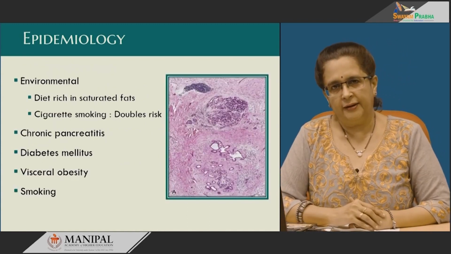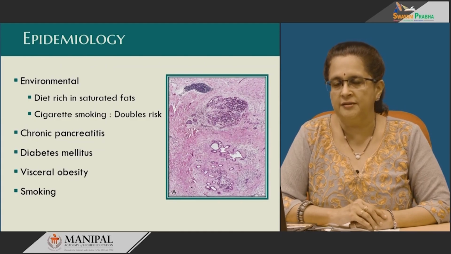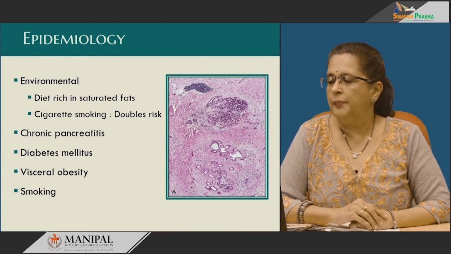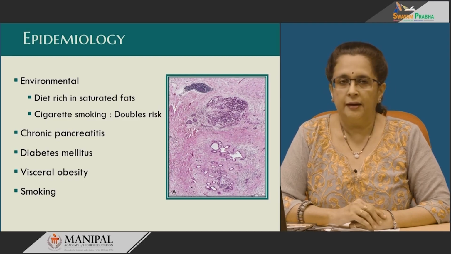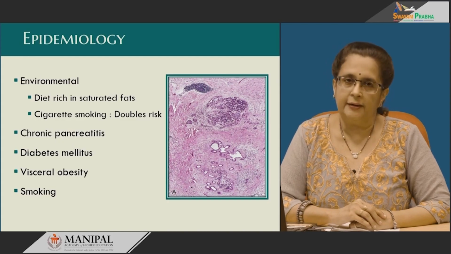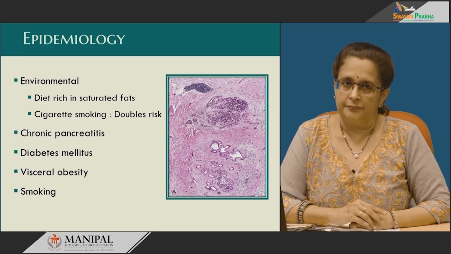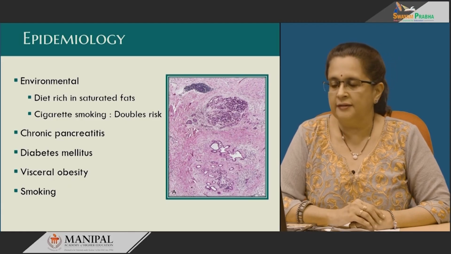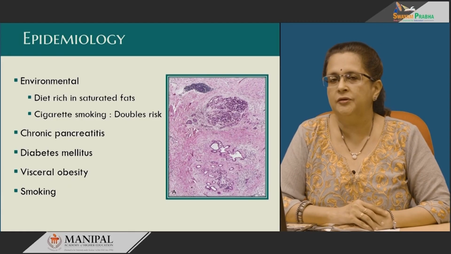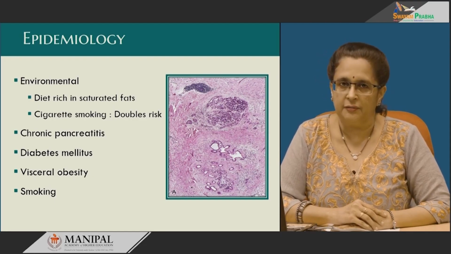So, environmental factors also play a big role, especially cigarette smoking, which doubles the risk of pancreatic carcinoma of the ductal adenocarcinoma type, and a diet rich in saturated fats. Now, chronic pancreatitis, because of the constant repair changes that occur in such cases, also predisposes to mutational changes and therefore to invasive carcinomas.